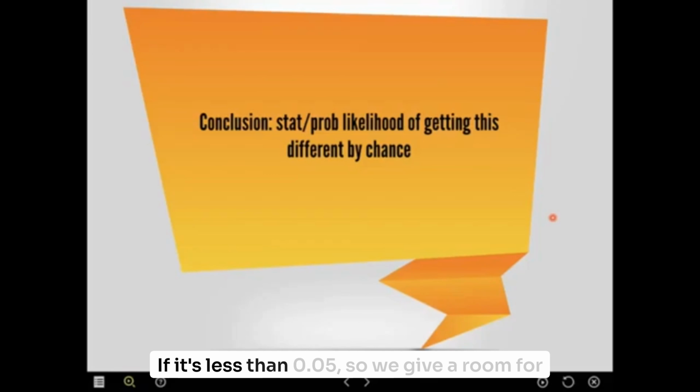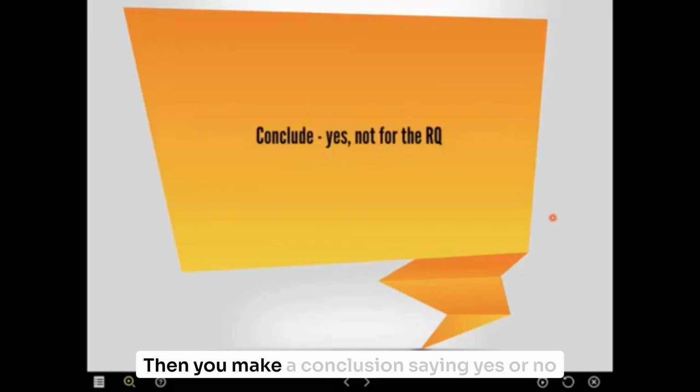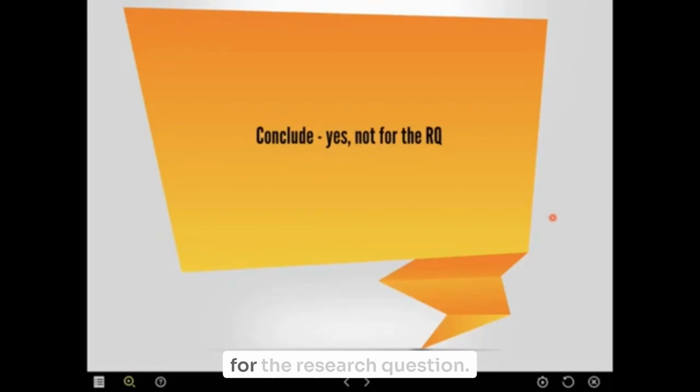If it's less than 0.05, so we give room for a 5% chance. So if it is less than 0.05, which is less than 5%, you say that it's too low a percentage, too low of a likelihood of this difference to occur in nature if there were no difference between the two. Given that it had occurred, we conclude that there probably is a difference between these two groups, suggesting that the X is the cause of Y. Then you make a conclusion saying yes, no for the research question.